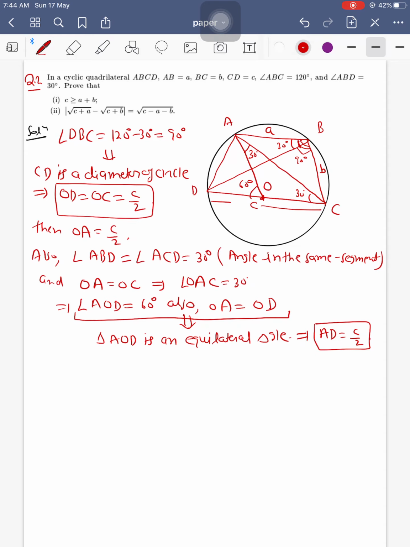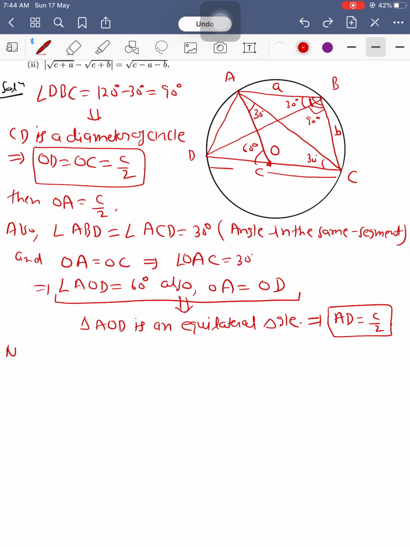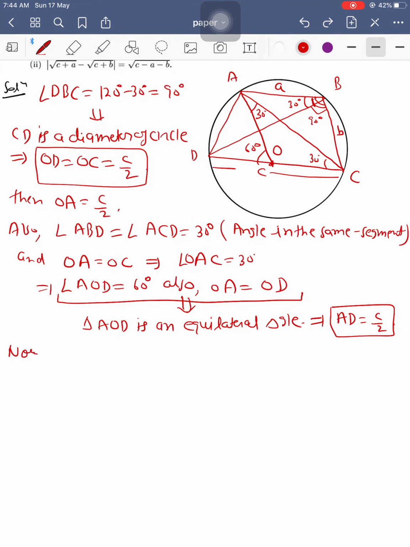Okay. In first part, we have to prove that C is greater than equal to A plus B. It means we have to develop a relation involving A, B and C. Now using sine rule in triangle ABD.